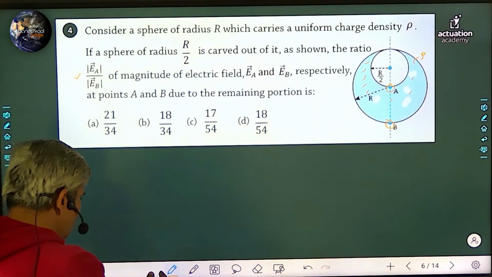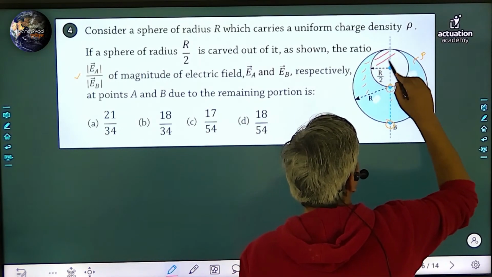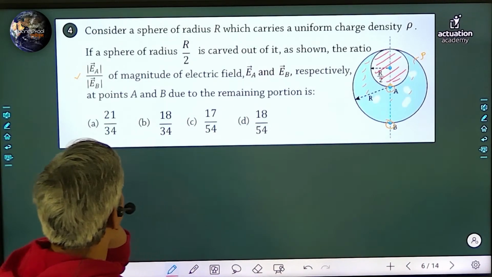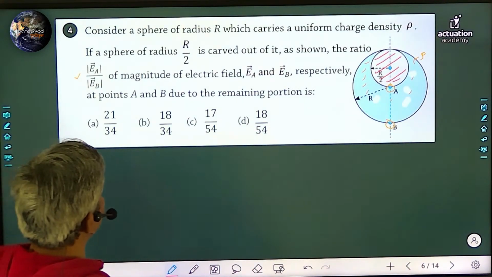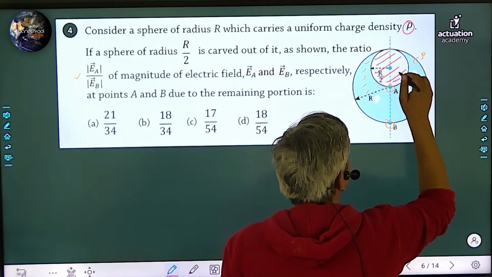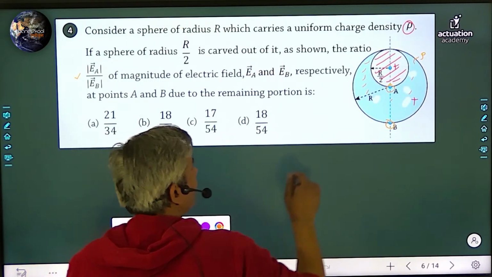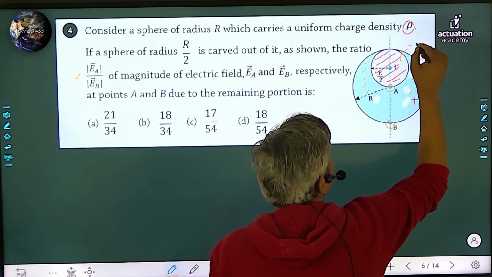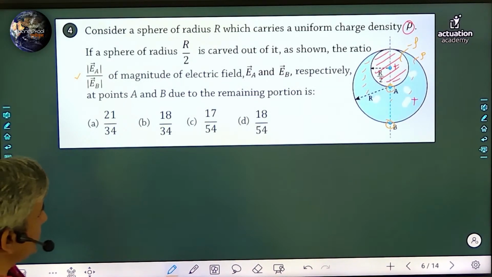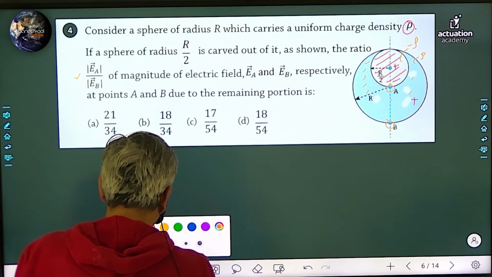So to solve this, let's do one thing. Let's assume charge even in this region, and let's say because this is carrying a charge density rho, this means this is positive charge. So let's assume a positive charge here as well as a negative charge here, negative rho. Now this means at A and B we have to find out electric field due to two things.